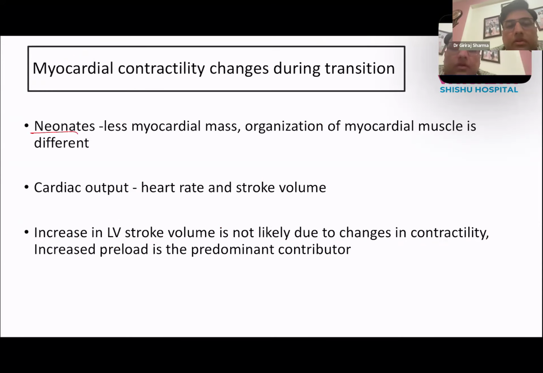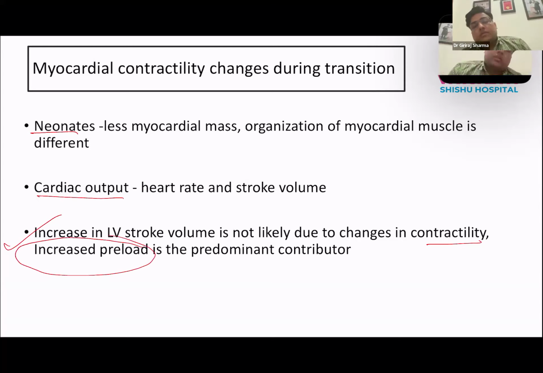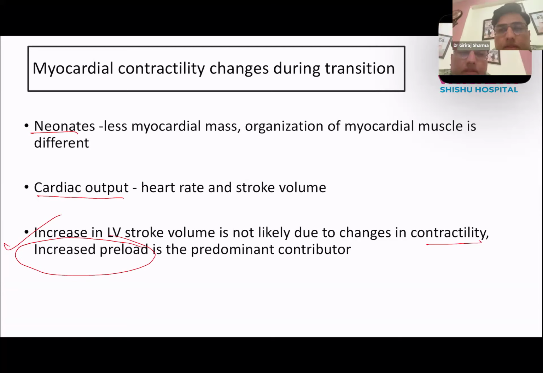Myocardial contractility also will increase after birth, and cardiac output will increase because of this increase in contractility and increase in compliance. But the major contribution is not by the increase in contractility. The major contribution is still by the increase in preload. So after birth, cardiac output is maintained mainly by increase in preload, not by increase in myocardial contractility.